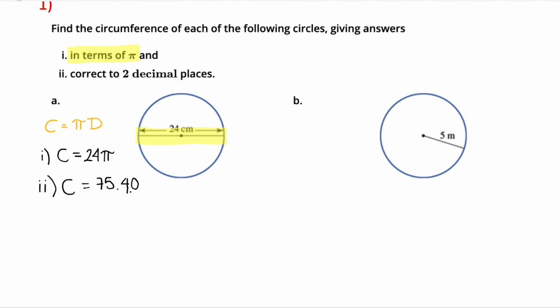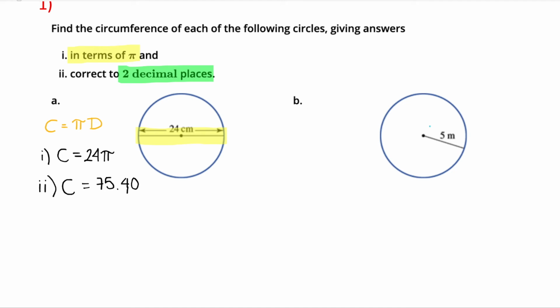Why am I putting a 0 after here? Because it's asking me the answer to 2 decimal places, and because it's asking for 2 decimal places, my answer must have 2 decimal places. So that will be my answer for that one. Wonderful. Now let's look up here.